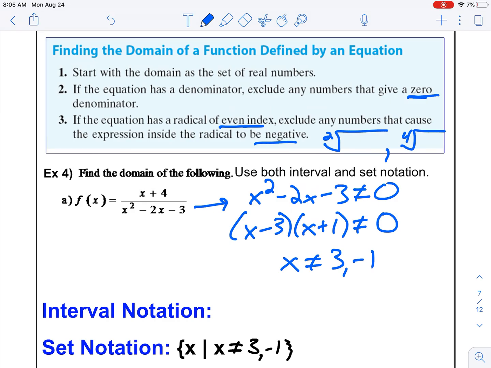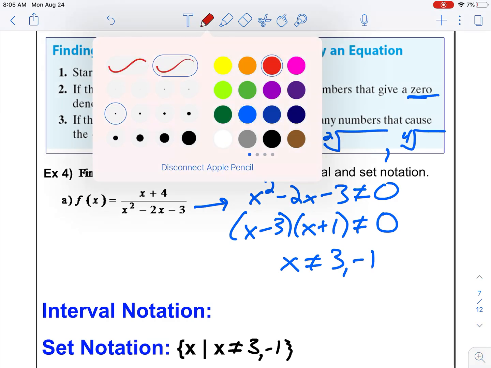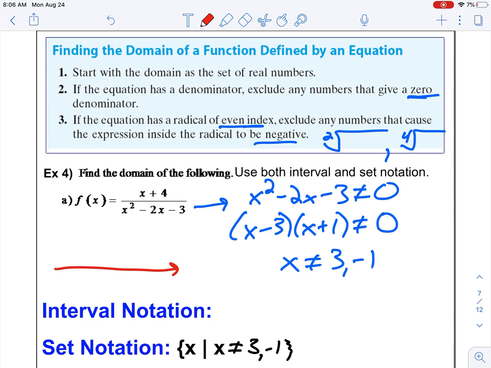The interval notation, for this one, we have to think about the interval of numbers, right? If we have a number line, we start with all real numbers. The only things it can't be, that the x can't be, is negative 1 and 3. So basically you have open intervals there, but you're allowed to be everything else on that number line.